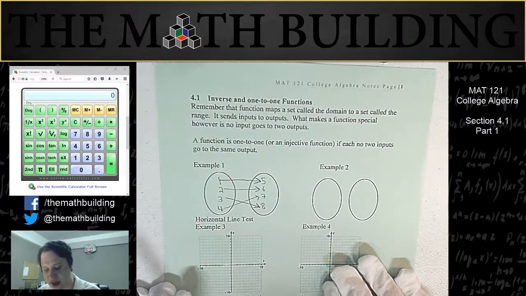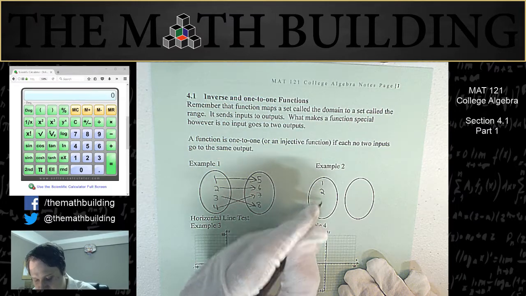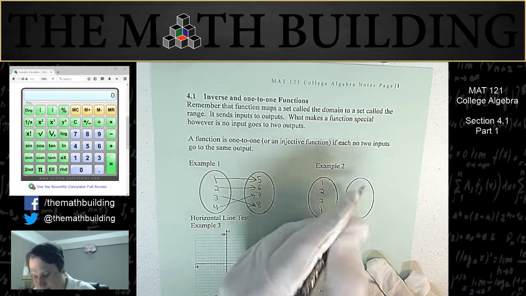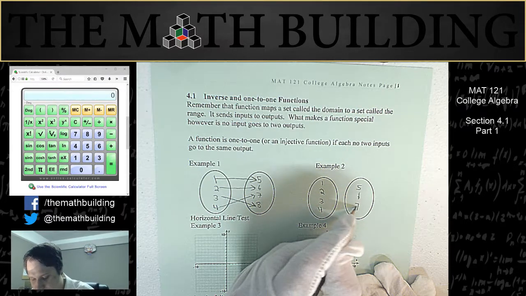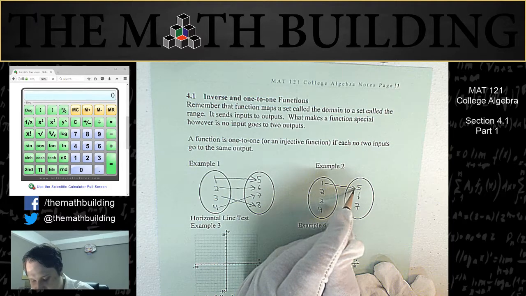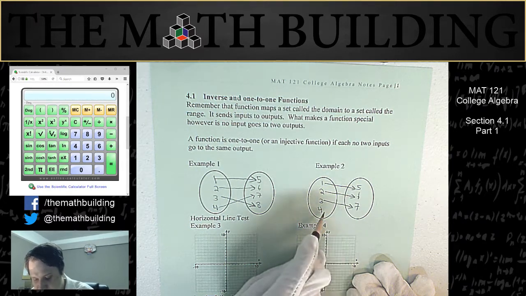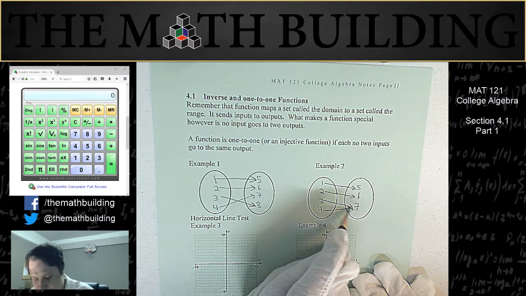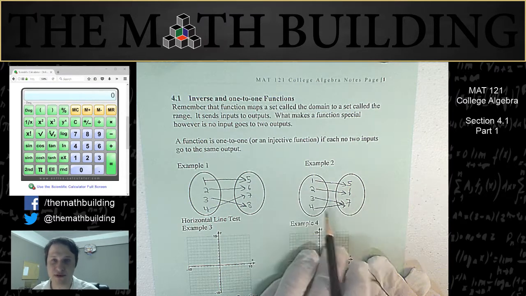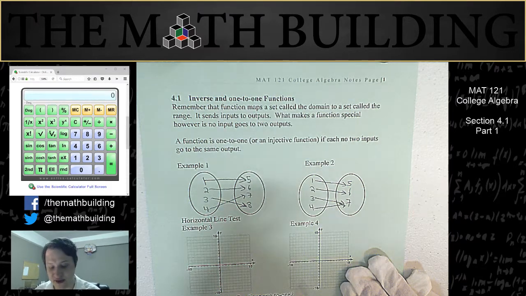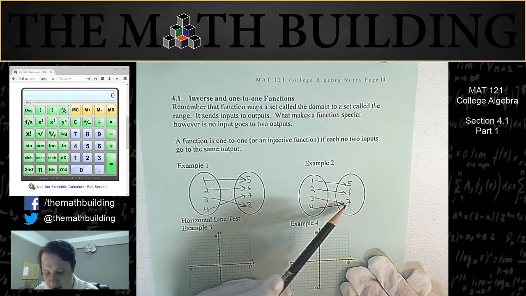So let's look at an example of a non-injective function. Say again, I have a bunch of inputs, and say I have some outputs. 1 goes to 5, 2 goes to 6, 3 goes to 7, and 4 goes to 7. So my question is, is example 2 a function? The answer is yes, because every input is only going to one output.